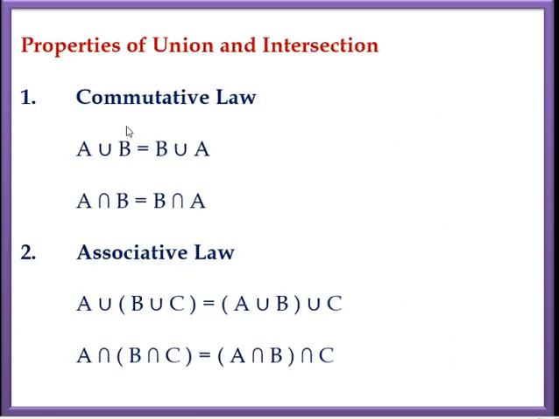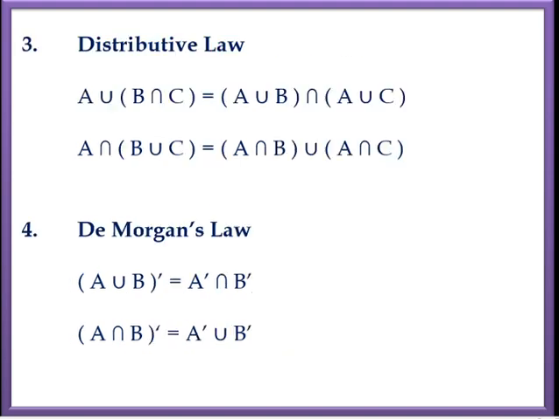Now properties of union and intersection of sets. The first law is the commutative law. A union B is B union A. A intersection B is B intersection A. What is the associative law? (A union B) union C is basically A union (B union C). Then (A intersection B) intersection C is A intersection (B intersection C).